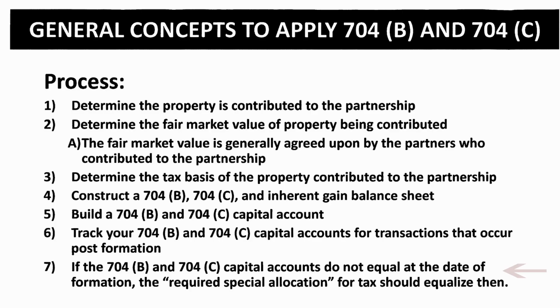And then 7. What's 7 say, Sam? If the 704B and 704C capital accounts do not equal at the date of formation, the required special allocation for tax should equalize them. Now, we're going to talk about this, but this is worth putting a highlighter on that last piece. And I did hand out highlighters just for such an occasion. The sentence 'should equalize them' isn't always true.